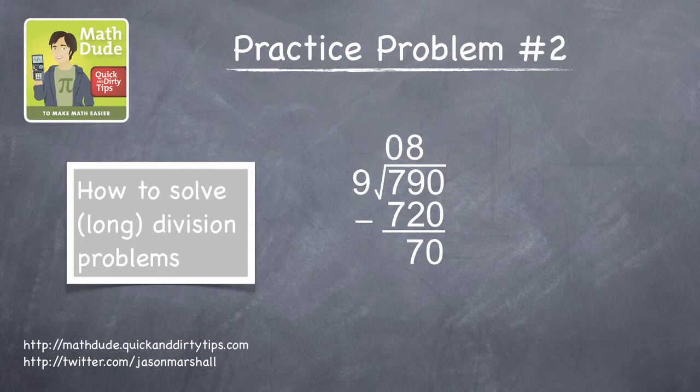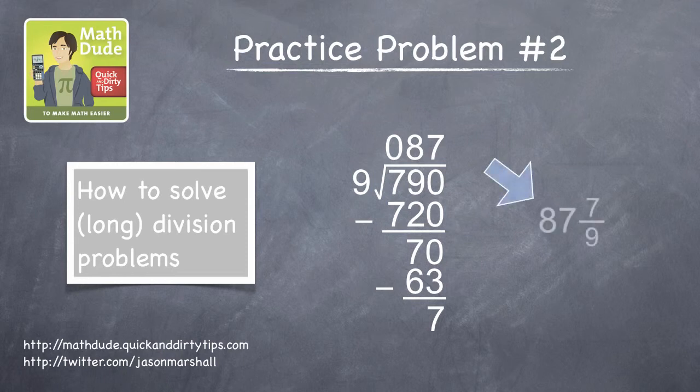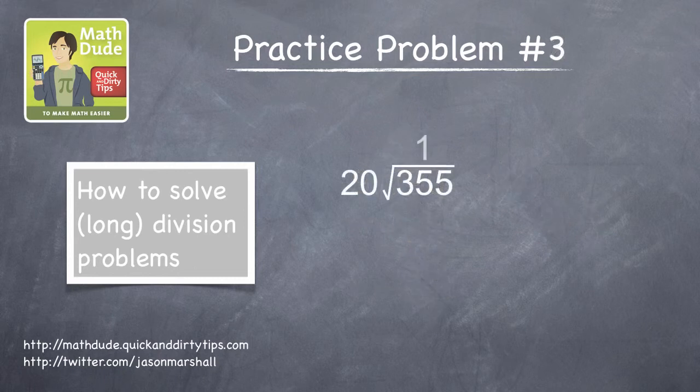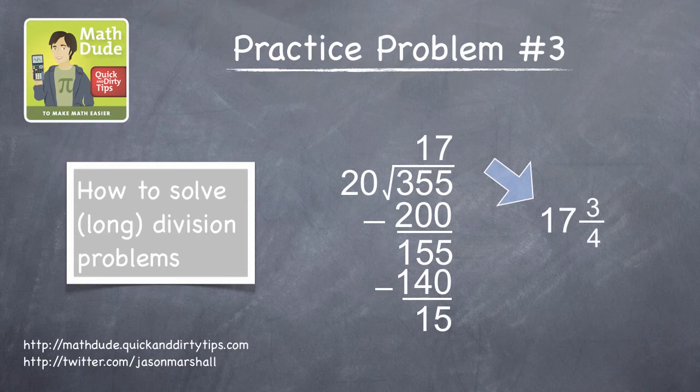At this point, the answer we have is 80 plus 70 ninths, but we can do better because 9 goes into 70 7 times, which accounts for another 63. So we now have 7 left, and the final answer is 87 with a remainder of 7, also known as 87 and 7 ninths. The final problem is 355 divided by 20, and the final answer is 17 3/4.